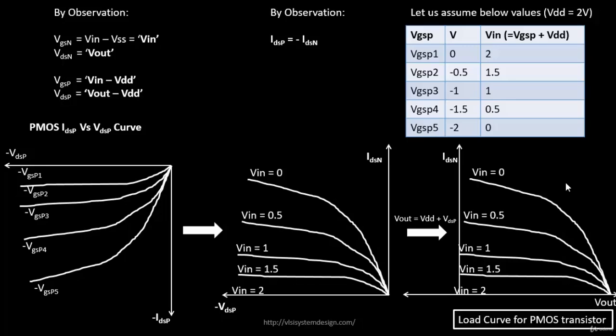This is what we call the load curve for the PMOS transistor. Now everything is a function of V in and V out, and there is no dependency on VGSP or VDSP or even IDSP. So this is unique. You have unique IDSN, you have V out voltage, you have V in voltage.